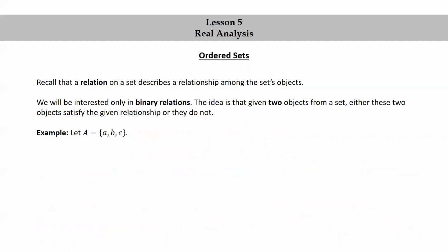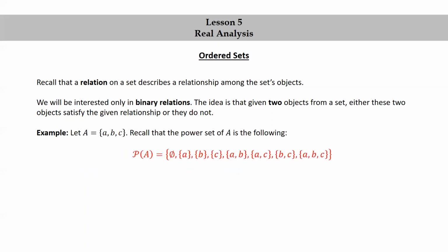Another example. Let capital A equal the set consisting of little a, b, and c. Recall that the power set of A is the following. Power set of A is equal to the set consisting of the empty set, the set containing a, the set containing b, the set containing c, the set containing a and b, the set containing a and c, the set containing b and c, and the set containing a, b, and c.